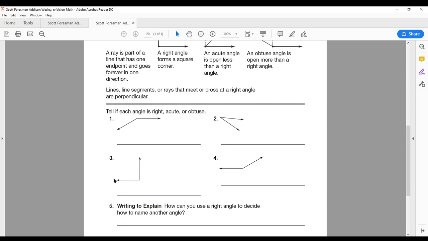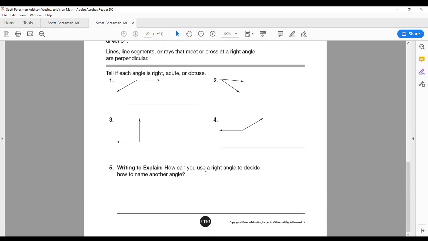This is a right angle. You could see where the two rays meet at the vertex. It forms a perfect 90-degree angle. This is an obtuse angle. It is larger than a right angle.